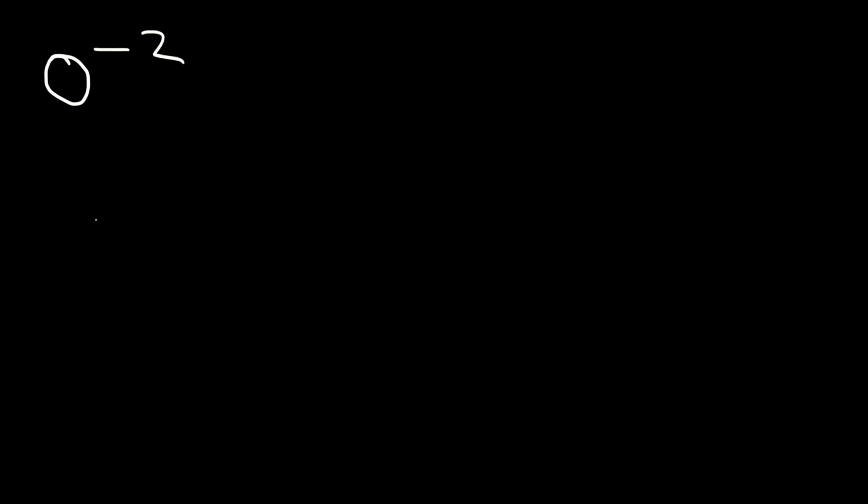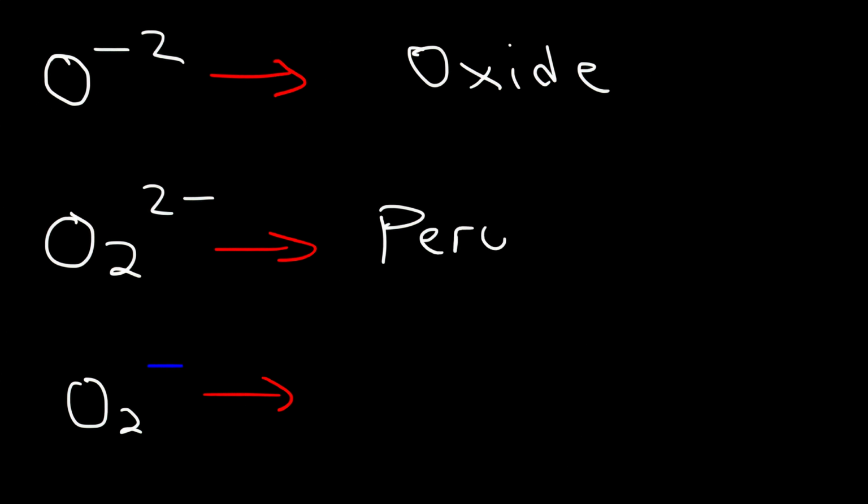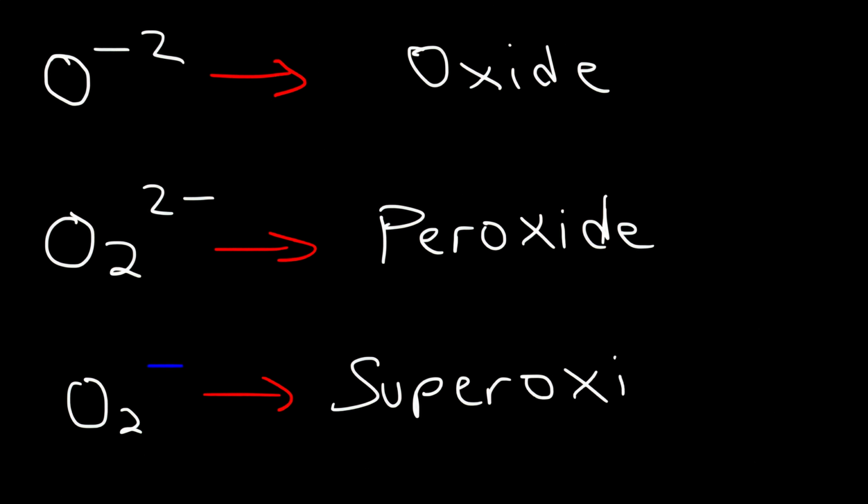Now what are the names of O2-, O2 2-, and O2-1? So what are the names of these ions? O2- is known as oxide. This is the common form of oxygen as an ion. O2 2- is known as peroxide. You've seen hydrogen peroxide in your bathroom. O2-1 is known as superoxide. So oxygen can be in these different forms.